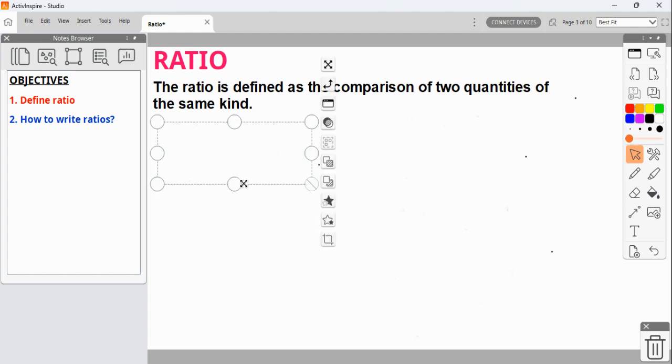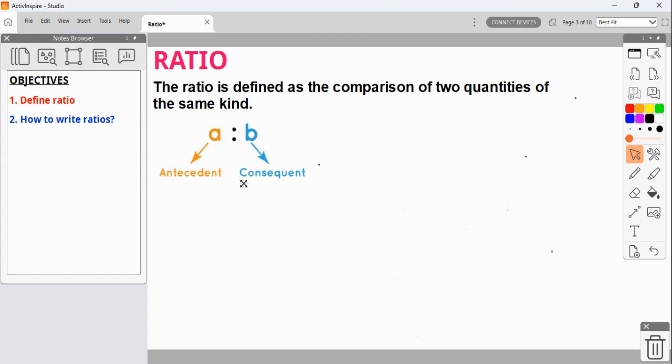Now, how to express ratios or how to write ratios? When we want to write ratio, we can write first quantity here expressed as A ratio B. First quantity in ratio is known as antecedent and the second quantity in ratio is known as consequent.